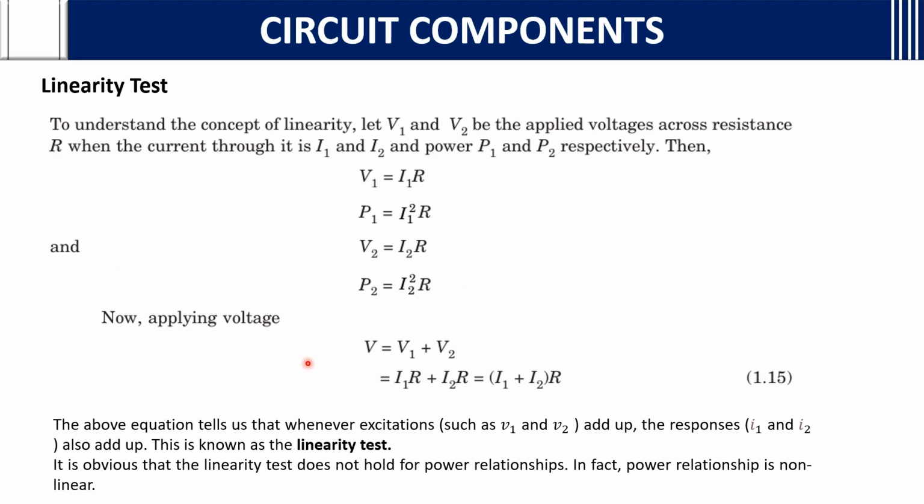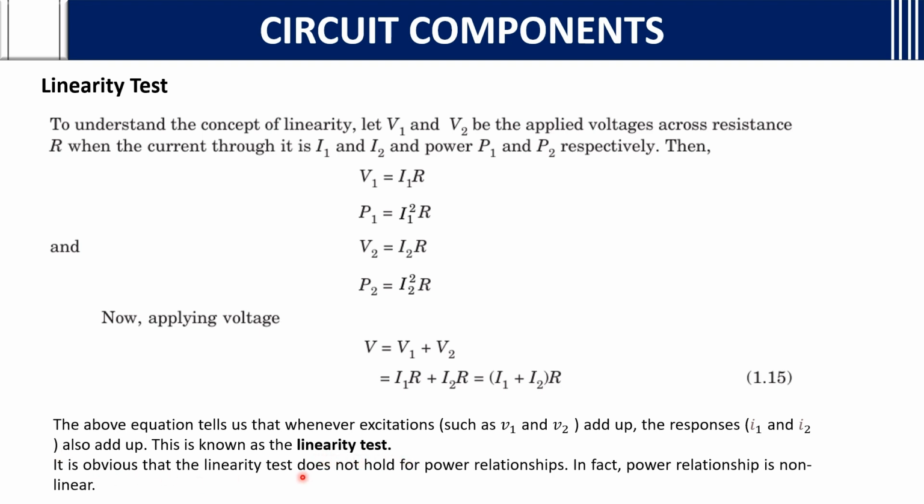Now applying voltage V equal to V1 plus V2. If the total voltage is V1 plus V2, what do we get? V1 is I1R and V2 is I2R, so taking R common, we get (I1 plus I2) into R. The above equation tells that whenever excitations such as V1 and V2 add up, the responses I1 and I2 also add up. This is known as the linearity test. We get the same result separately and on adding, so it is the linearity test.